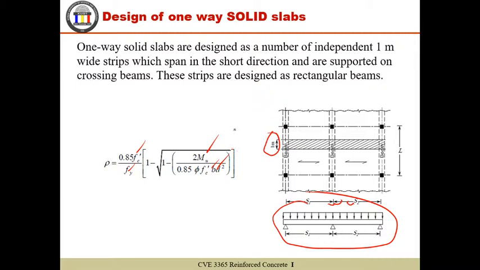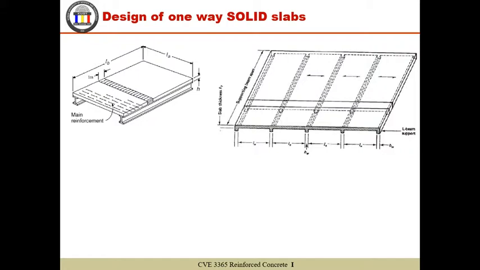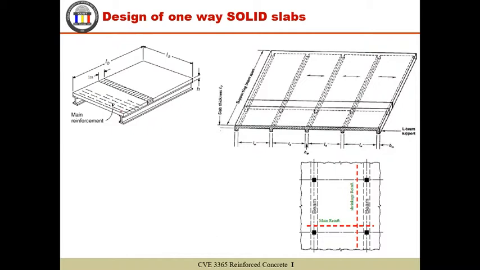And d is the same as for the slab. You have h of the slab, hs, so d is h of the slab minus cover minus, let's say, phi of the bar over 2. If you take a look at this, these bars are main reinforcement. We are designing for this direction of our strip.